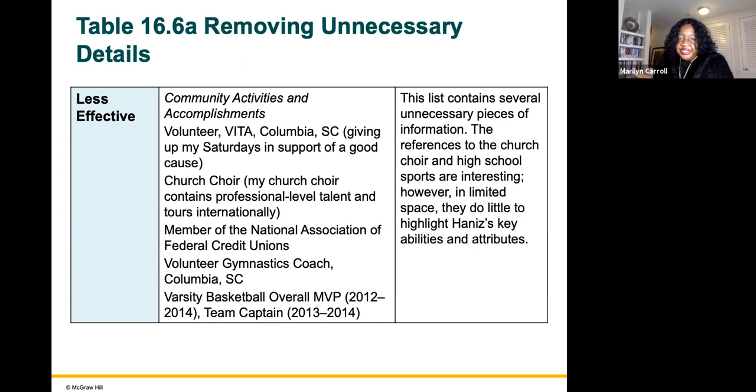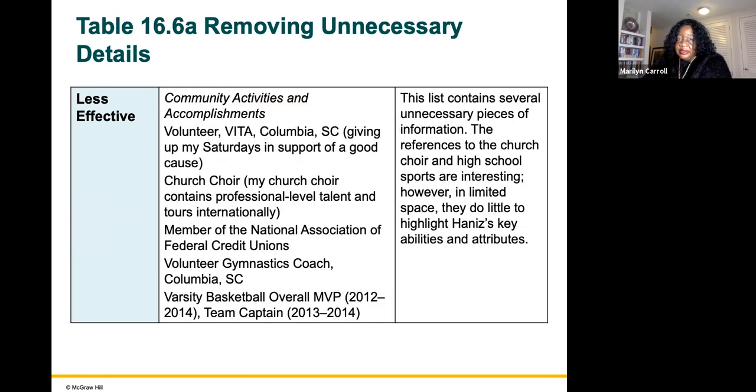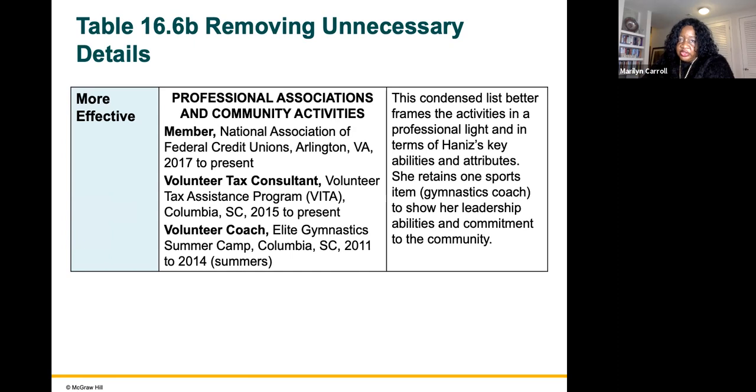Removing unnecessary details. Community activities and accomplishments. This is less effective. So, more effective: professional associations and community activities. You see that? Community activities and accomplishments versus professional association and community activities.